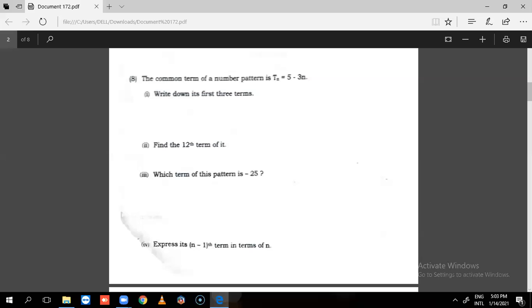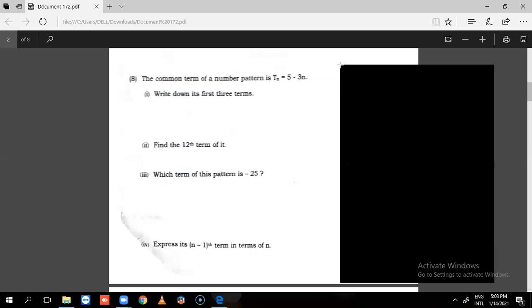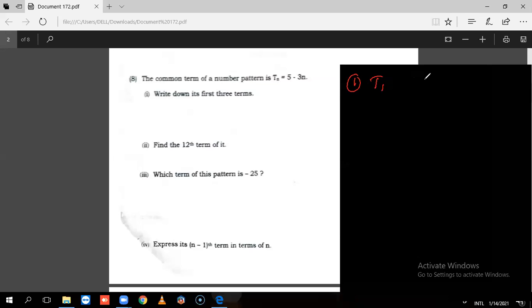The general term of a number pattern is Tn equals 5 minus 3n. Write down the first three terms. First question, I will do it here. Tn equals 5 minus 3n. T1, the first term: 5 minus 3 into 1. T1 equals 5 minus 3. T1 equals 2.